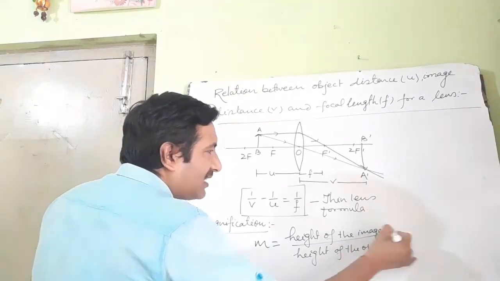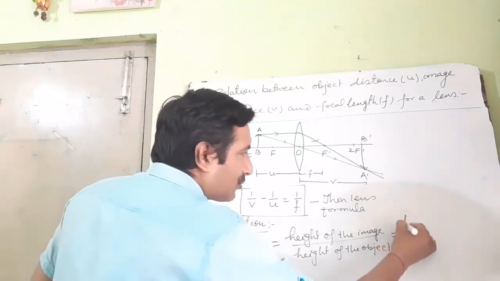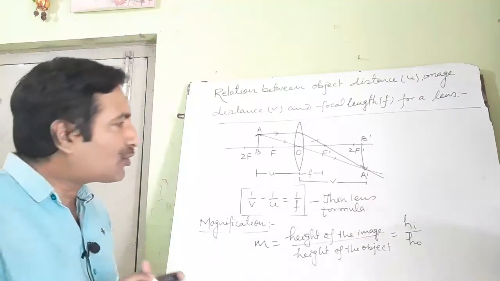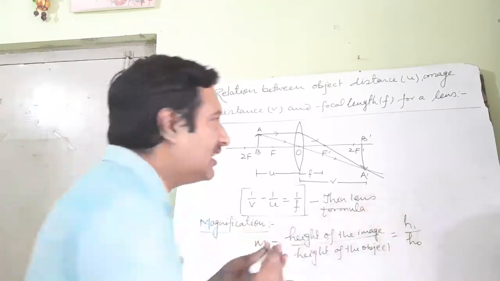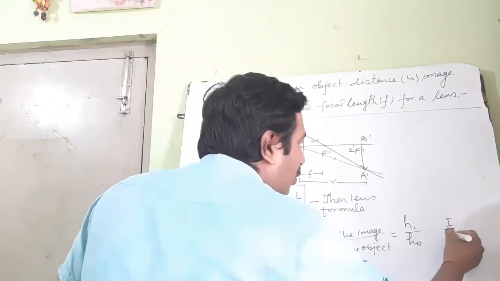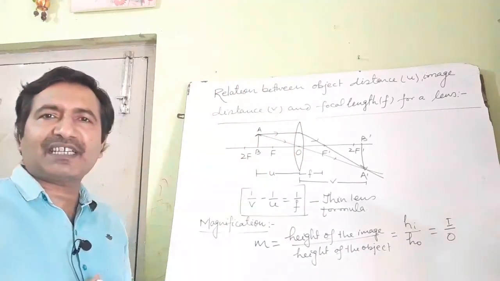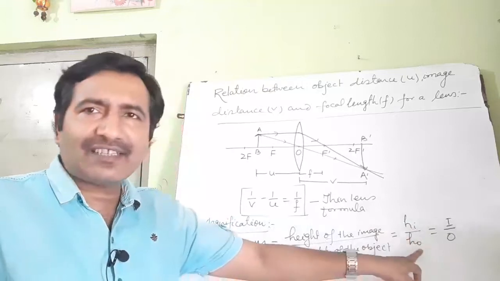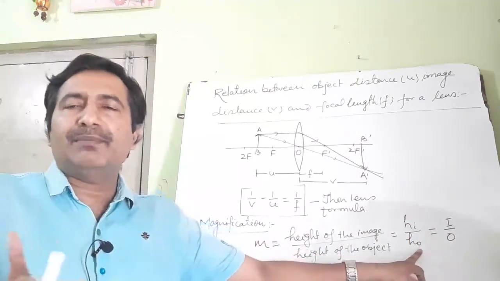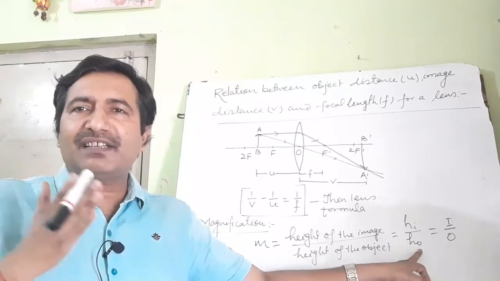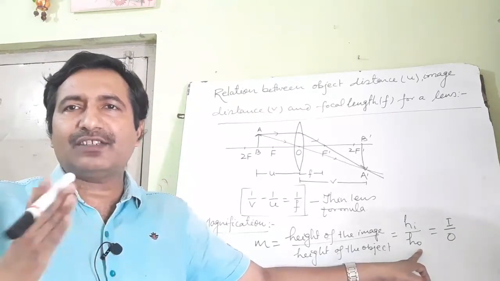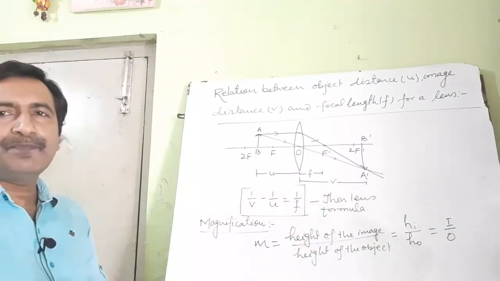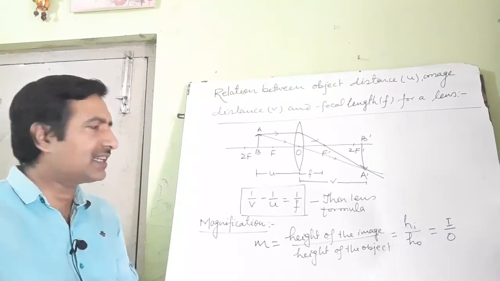You see, height of image is denoted by hi, and height of object is denoted by ho. In some books you can have I in place of hi, and O, as image size means capital I and object size means capital O, but you have to write only hi and ho. This will be more convenient to use because it will help you to remember that hi means height of image and ho means height of object. Is it clear? So magnification is hi by ho, height of image by height of object.